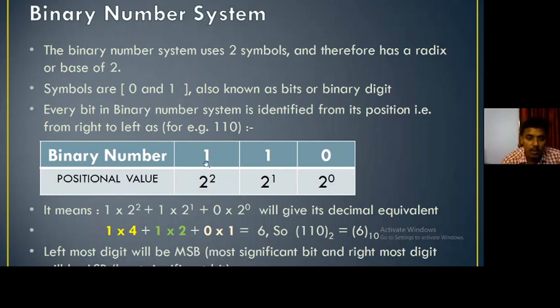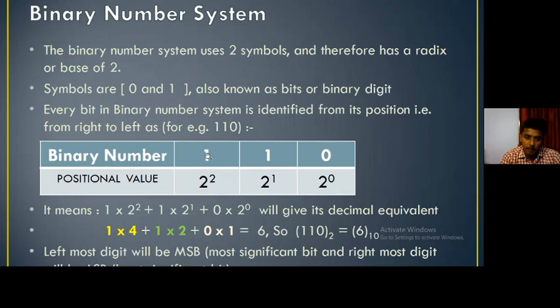Clear. Now how will we get that number? 1 into 2 square plus 1 into 2 power 1 plus 0 into 2 power 0. Clear. In the case of a decimal number, we used units, tens, hundreds, that is 10 power 0, 10 power 1 and 10 square. Now in the case of the binary number system, as it contains only two symbols, 0 and 1, we use from right to left 2 power 0, 2 power 1 and 2 square.